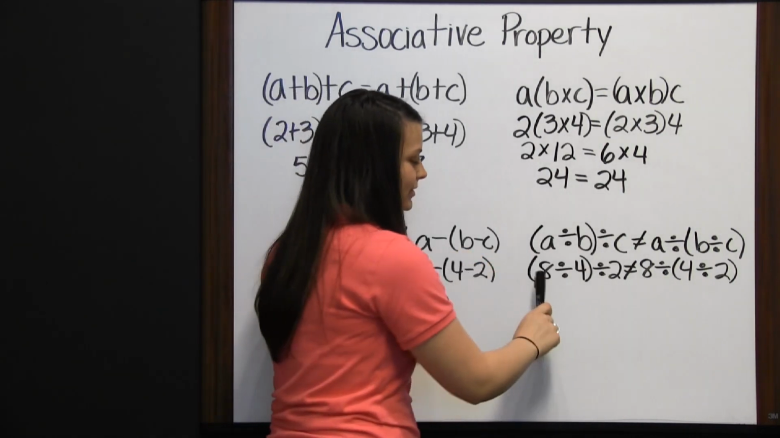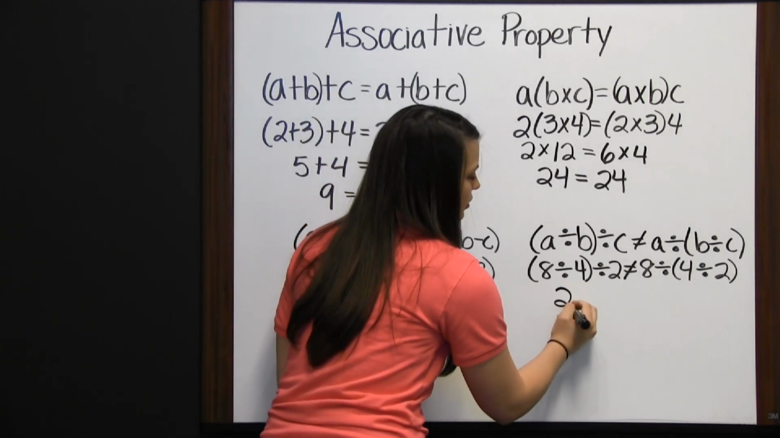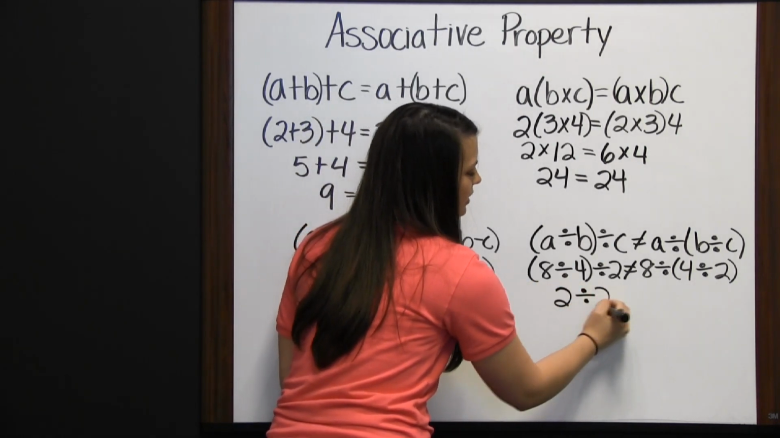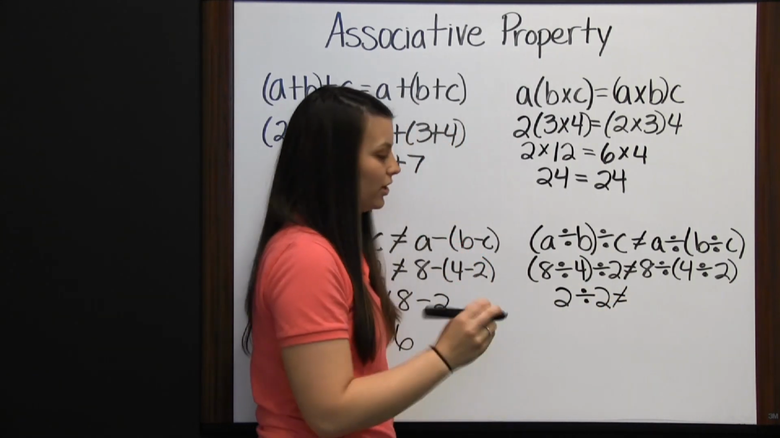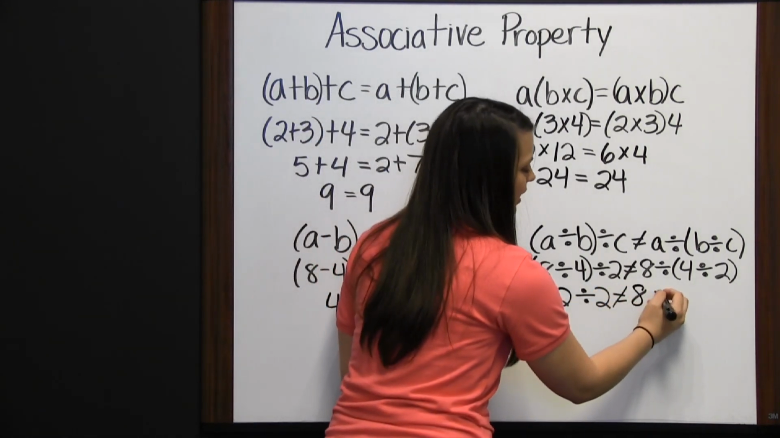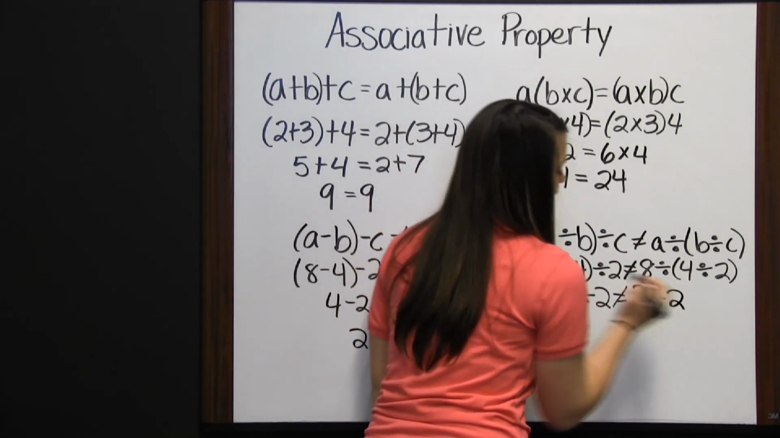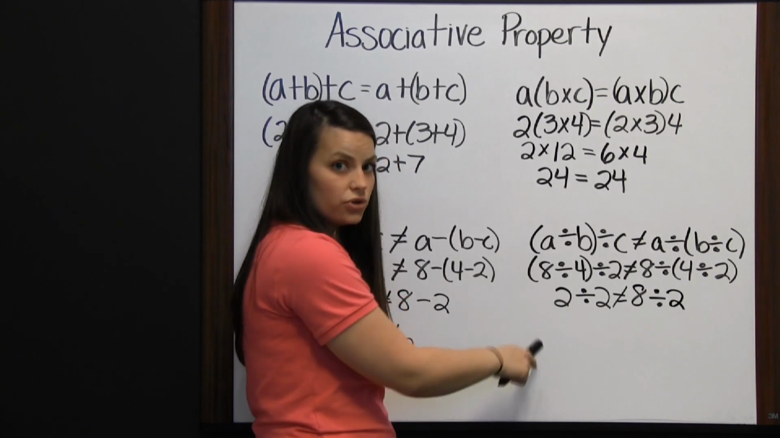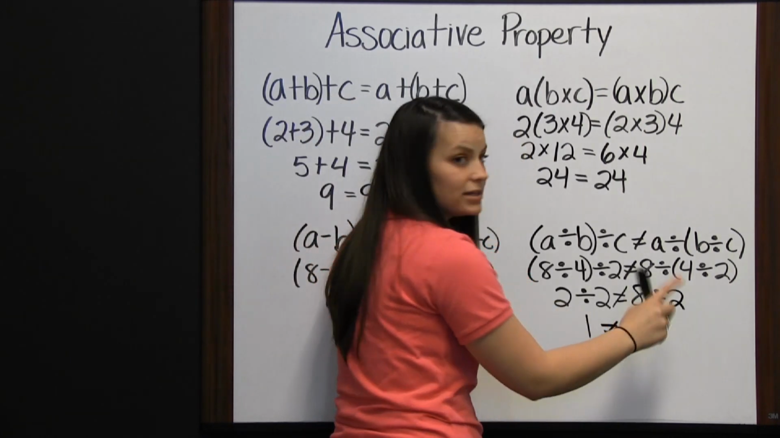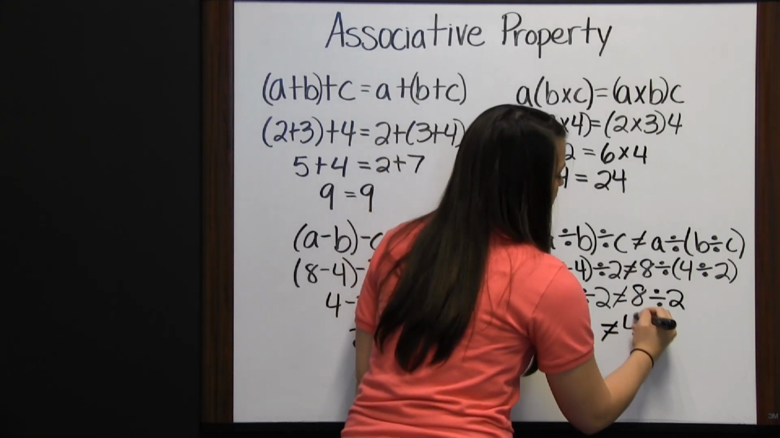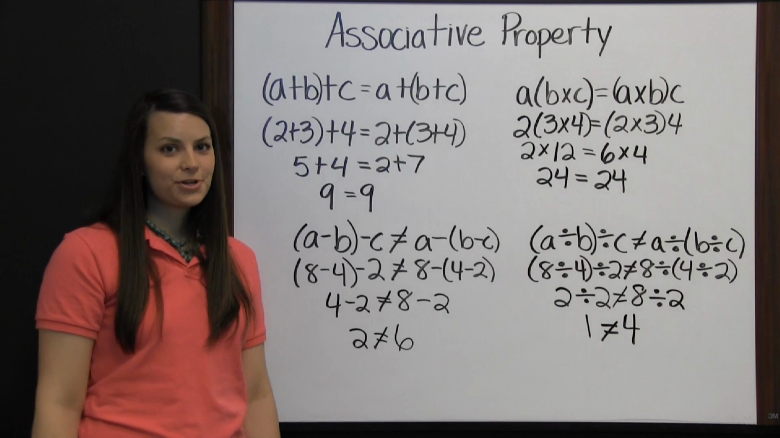Order of operations, parentheses first, 8 divided by 4 must be done first. 8 divided by 4 is 2, and 2 divided by 2 is 1. That does not equal, again, parentheses first, 4 divided by 2 is 2, and 8 divided by 2 is 4. And that's the associative property.